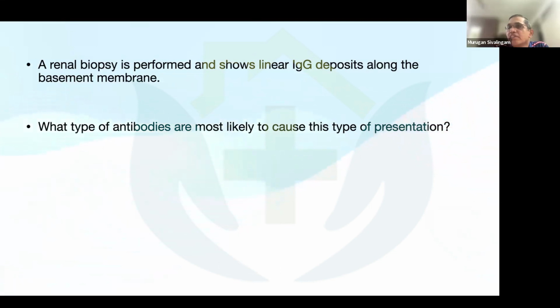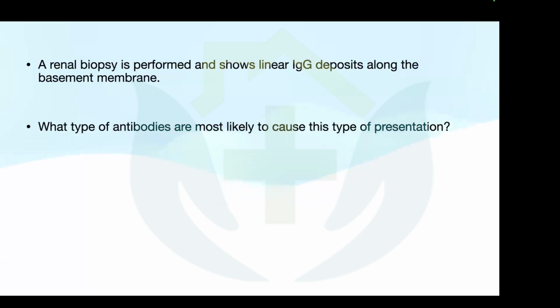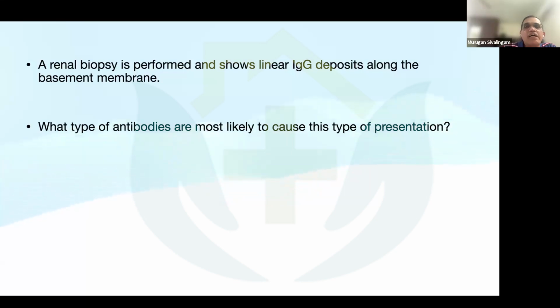What will you expect in ANCA-positive vasculitis? In ANCA-positive vasculitis, there will be no deposits. It's pauci-immune. Exactly, very good. That's right. So that is what you will see. That is why it's called pauci-immune glomerulonephritis.